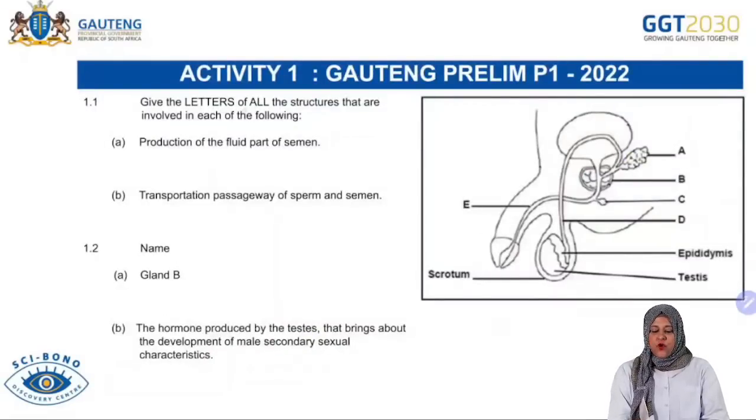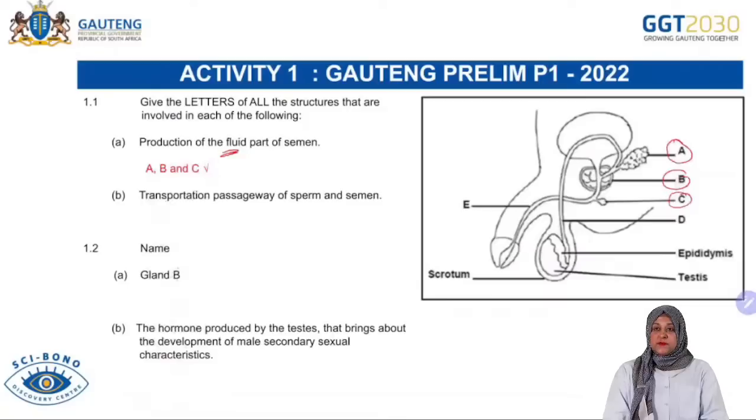We're going to look at an activity. It says, give the letters of all the structures that are involved in the following: the production of the fluid part of semen. Remember, semen is made up of sperm and fluid. Now we are asking for the fluid part of the semen. That means we're not counting sperm. So it should be the glands that are producing the fluid that will be part of your answer. So that will be your A, seminal vesicle, your prostate gland, and your Cowper's gland. That's A, B, and C.